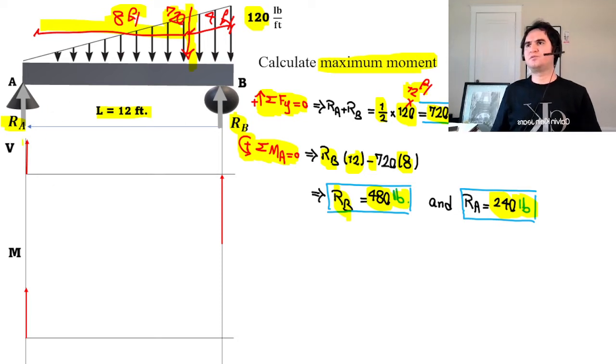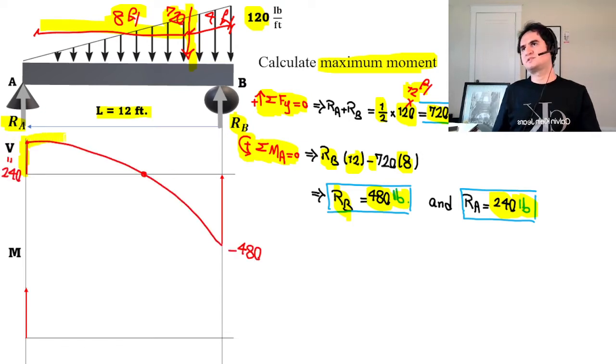As soon as we know what Ra and Rb are, we can develop our shear diagram. We climb by the amount of Ra at the beginning of the shear, then we climb down. This is linear, this is second degree, and at the very end we climb by the amount of our support, which is Rb, 480. Because we are reaching zero here, we need to be at negative 480.